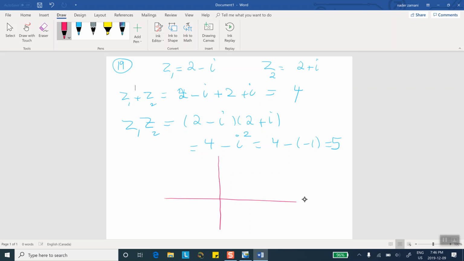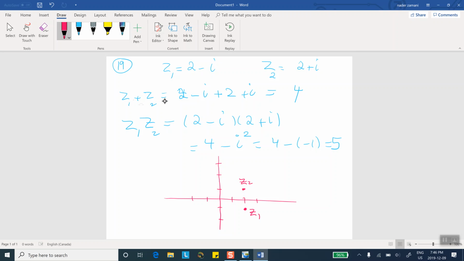Okay, Z1. Let's put some markers there. Z1: real part is 2, imaginary part is -1. So there is your Z1. Z2: real part is 2, imaginary part is +1. So it's up there. So there's your Z2.